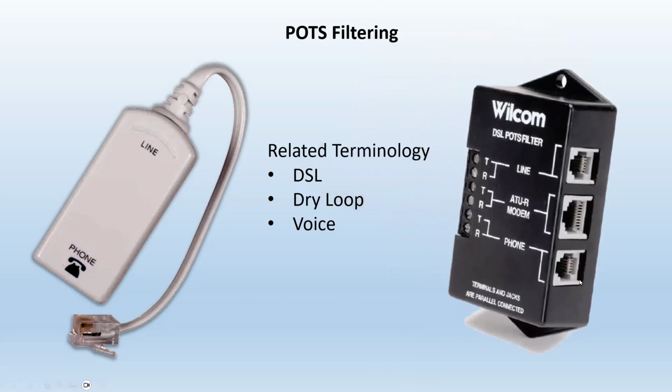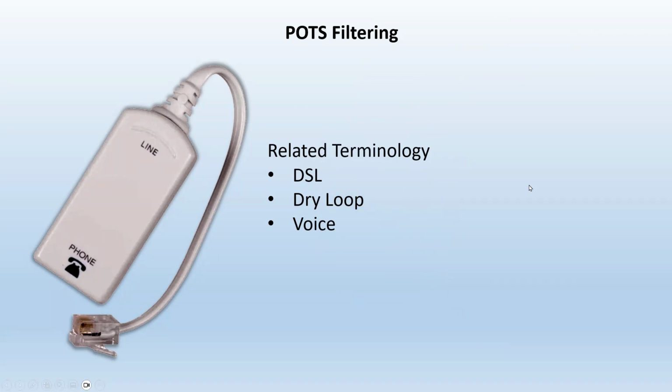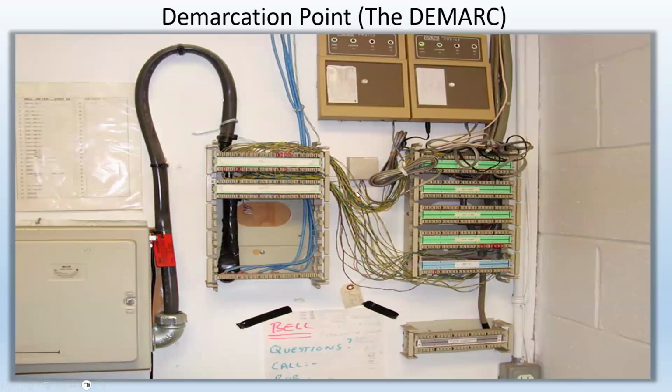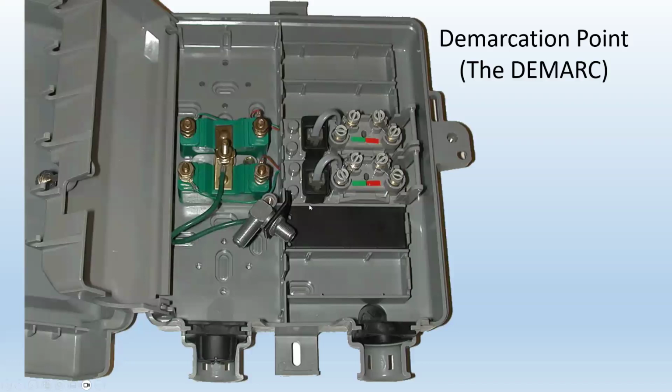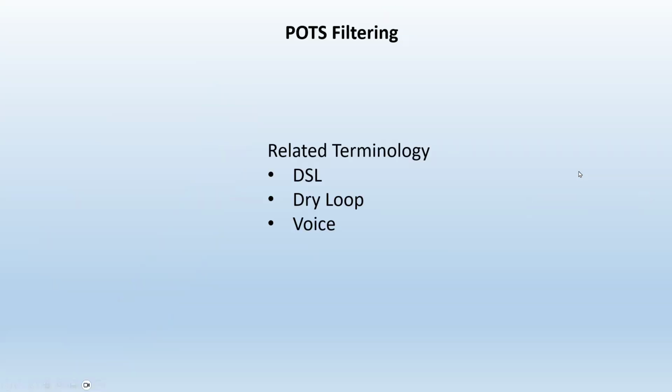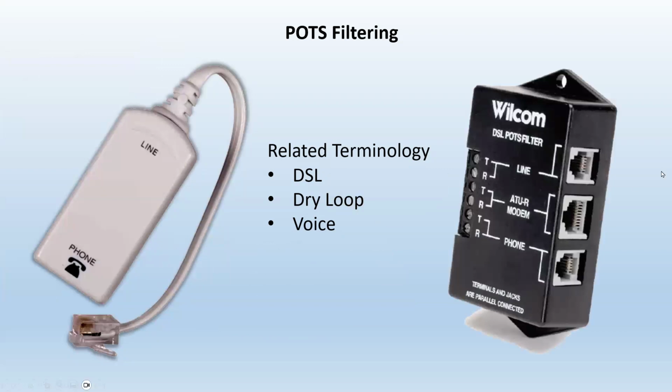Now, here's another solution. Right at the demarcation point, which is somewhere here, if there's a telephone line coming into your house, right here, you could run that DSL line into that filter right here. So that line would go right into the line. Now, this particular POTS, plain old telephone service filter, see, this is a DSL POTS filter.